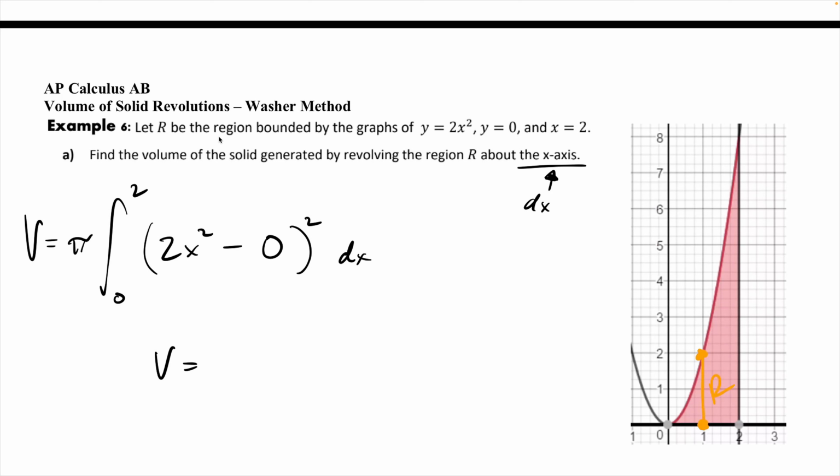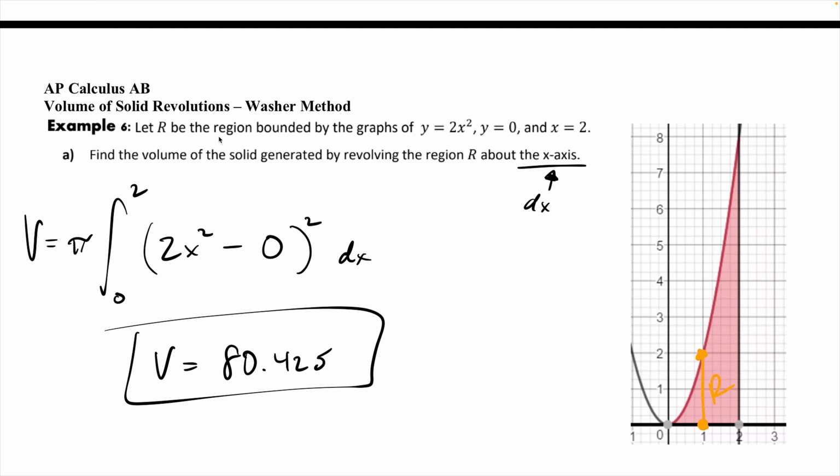What do you get? When you put it in your calculator, you don't have to put the minus 0 part. You can if you want. It doesn't do anything, but yeah. What'd you get? That's what I got. 80.425. Okay.